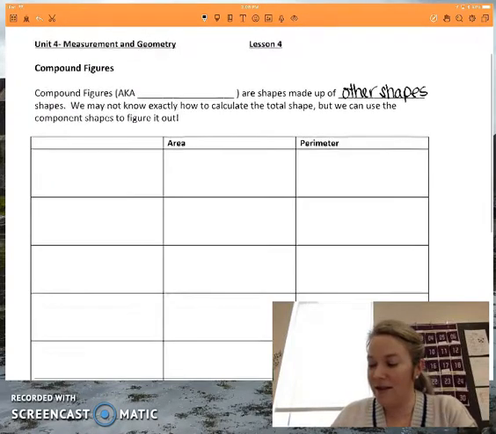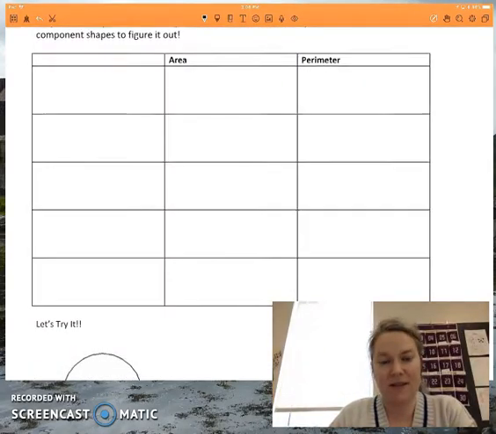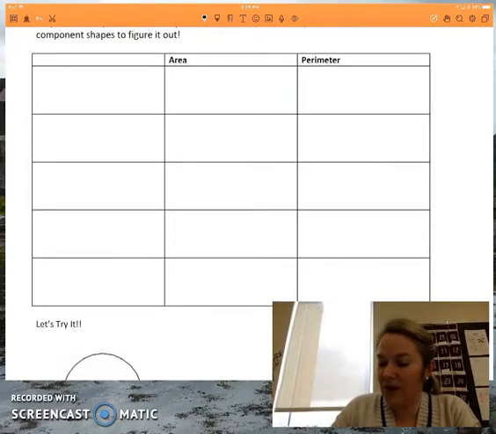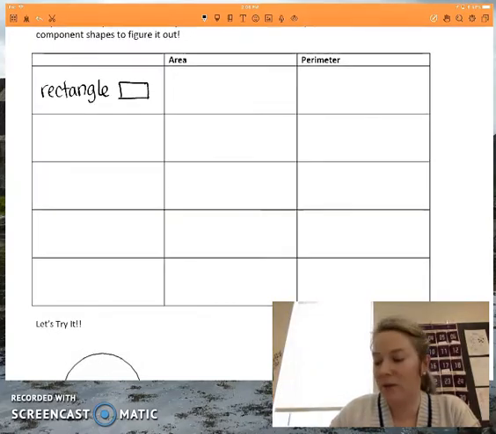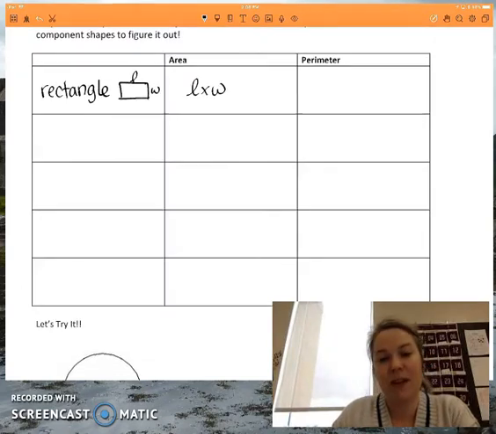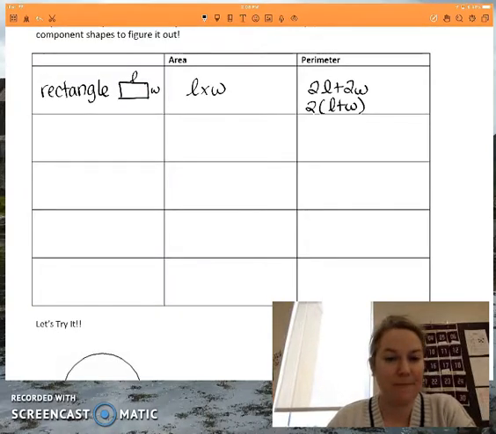And in order to do compound figures properly, we need to review some of our formulas. So we're going to have different shapes, different areas, and different perimeters. So the first thing we're going to do is a rectangle, like that. What is the area of a rectangle? It is length times width. We'll say this is the length, this is the width. The perimeter, we know this, is 2L plus 2W, or you can say 2(L plus W). We know those are the same thing.